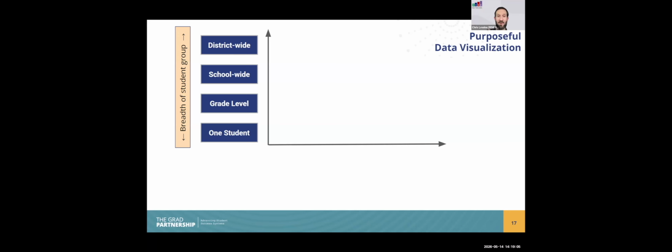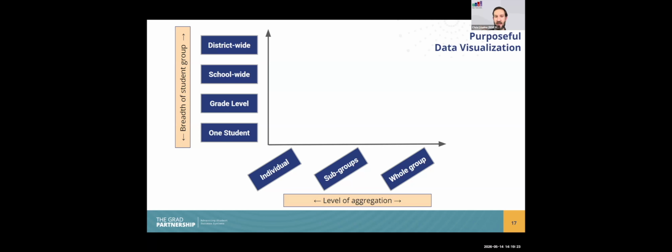And that's a very different data visualization challenge than one single student who needs to understand for themselves or with their family or with their mentors what they need to do in order to achieve success. So when we talk about visualizations, we need to answer what is the breadth of student grouping that we're discussing, and what's the level of aggregation that would be helpful. And sometimes seeing that individual student by student data is going to be really, really important. Other times that's too detailed, that's too noisy, and we need to aggregate up to subgroups or whole groups.